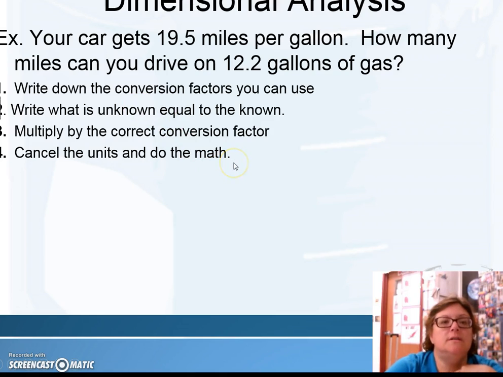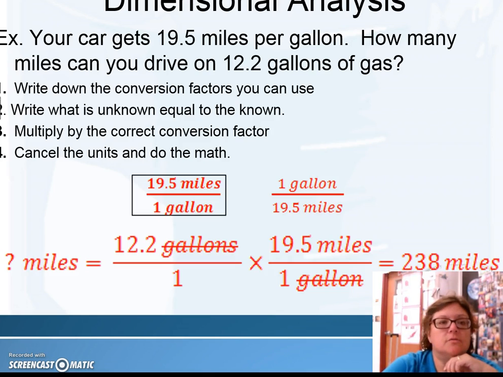Your car gets 19.5 miles to the gallon. How many miles can you go on 12.2 gallons of gas? So you know miles per gallon, and you want to know how many miles you can go. So 12.2 gallons, and your conversion factor is 19.5 miles per 1 gallon, so you can go 238 miles.